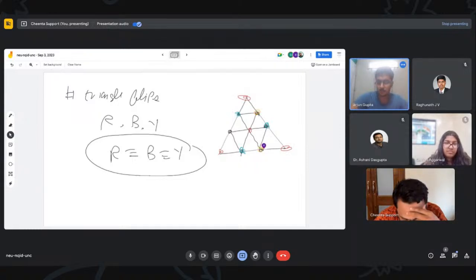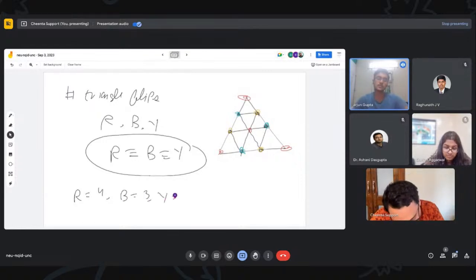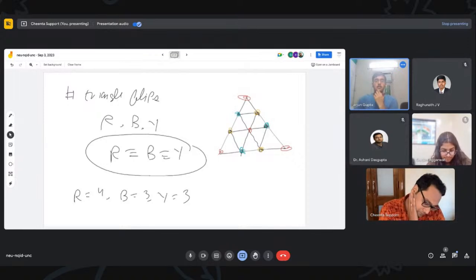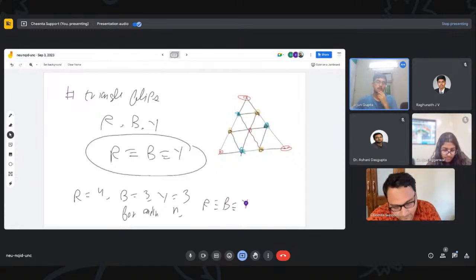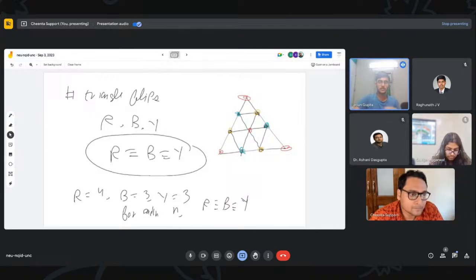So in this case, one might be able to see that R is equal to 4, blue is equal to 3 and yellow is equal to 3. So in this case, it is not possible because R, B, and Y don't have the same parity. So essentially, what we have to do is that for each n, we have to determine if R, B, and W have the same parity. And to be honest, I will also have to calculate this, but we have reached till here.